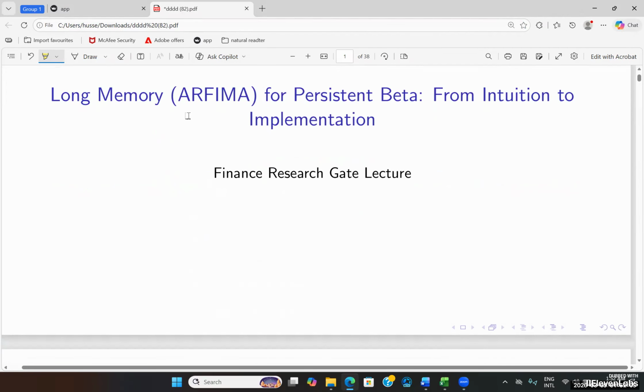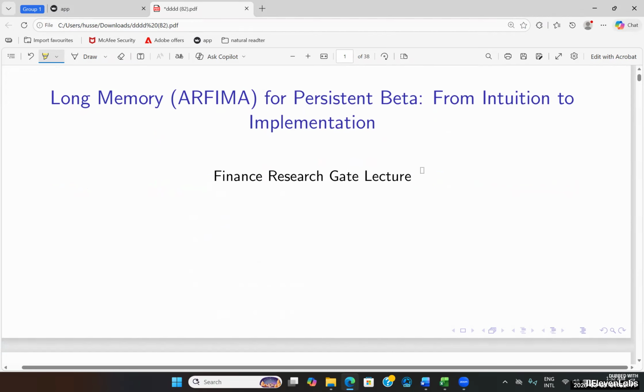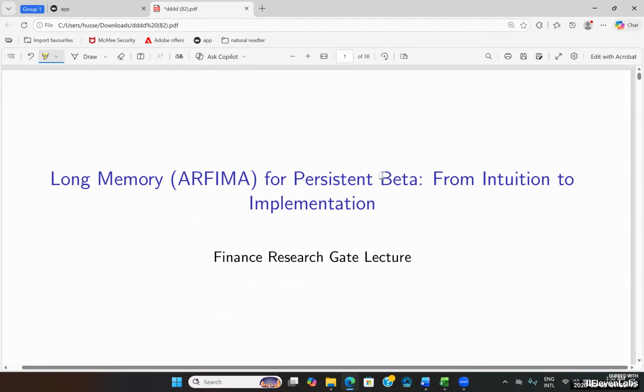Alright, let's get started. The ARFIMA model focuses on understanding the long memory process, which means past observations have a lasting impact on future values of the specific variable we are interested in studying. As a practical example, we are going to carefully examine the time series properties of the CAPM beta.